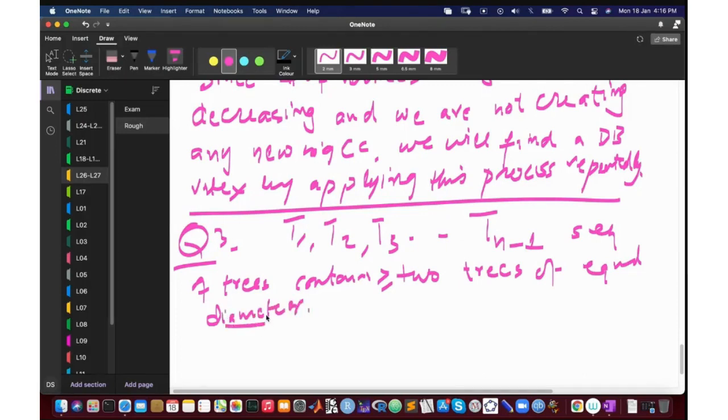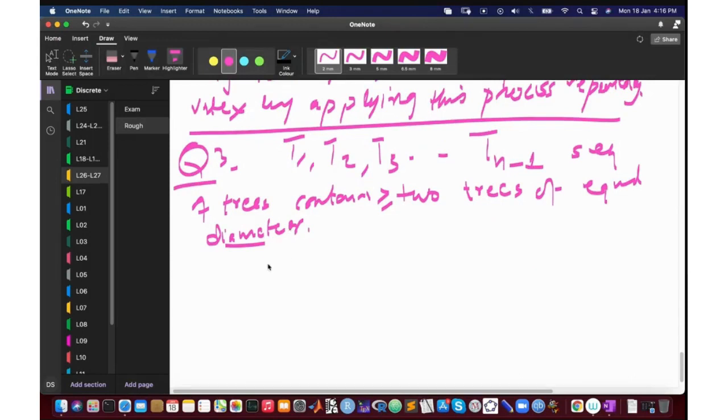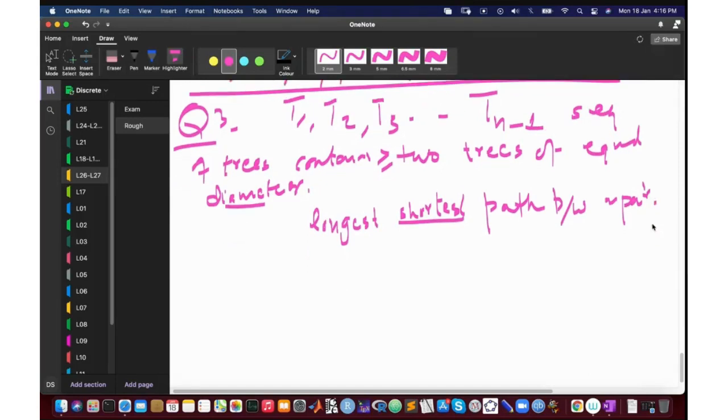I ask you guys to start with the definitions. The definition of diameter is the longest shortest path between a pair of vertices. Okay. So since these are trees, let's find out what's the longest path possible. Okay. So I know that the diameter of each tree Ti is at least 2.